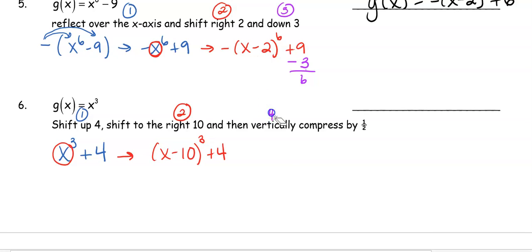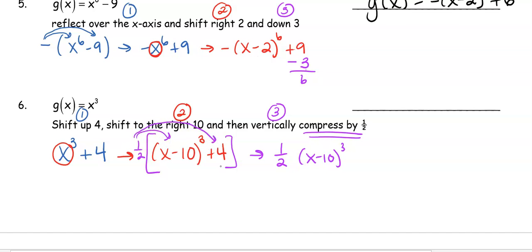And then we are going to vertically compress by 1/2. So where we are right now, we're taking everything that we currently have and compressing it by 1/2. If you remember from before, we can't distribute the 1/2 in here because this is all locked by the 3rd power. So that becomes 1/2 x minus 10 to the 3rd power. But I have to compress that vertical shift. So I take half of 4, which is going to make it plus 2, giving us our final equation as 1/2 x minus 10 to the 3rd plus 2. Okay, and that is it for our second day of transformations.